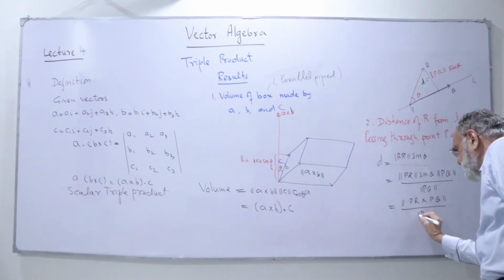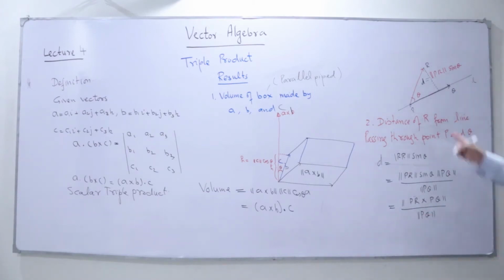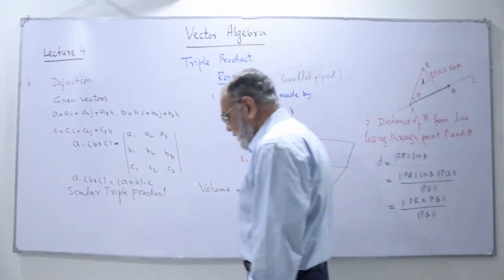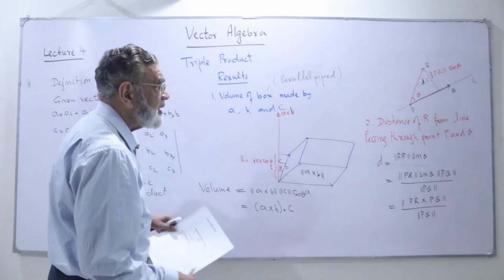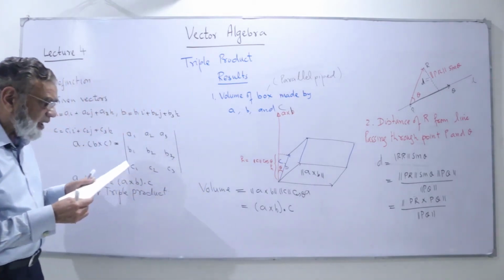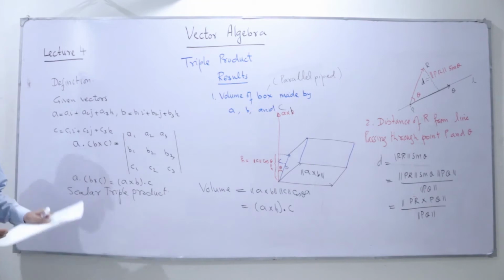So if I want to find the distance of a point outside the line, that's equal to the cross product of this vector PR with PQ divided by the magnitude of PQ. That gives me the idea for finding the distance of a point from the line. We can change this, PQ or PR, it's no problem because we take the magnitude. If it's a negative sign it becomes positive, so there is no problem. So we're having these two definitions. One is the volume and the other is the distance of a point from the line.